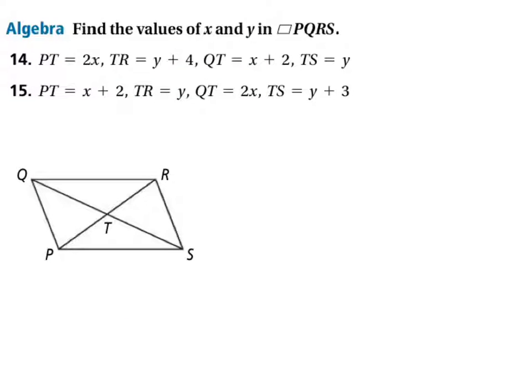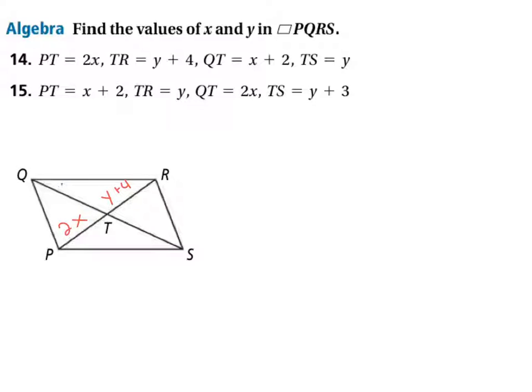Okay, these are great. Find the values of x and y in this parallelogram PQRS. So let's see, they're telling us, let's first write what we know for the first one, because 14 and 15 are different. They're telling us that PT is 2x and TR is y plus 4. We know they're equal, but that has two variables, and that would be problematic if we can only write one equation.